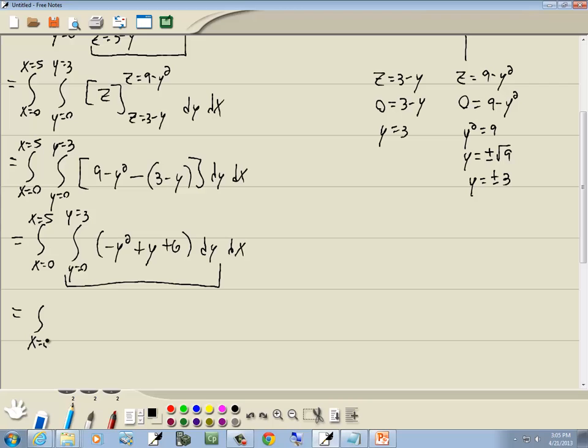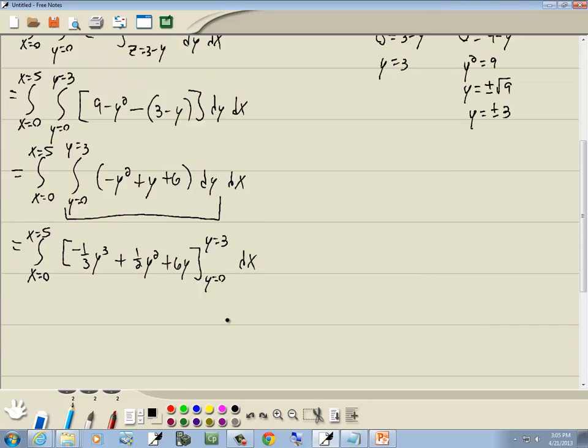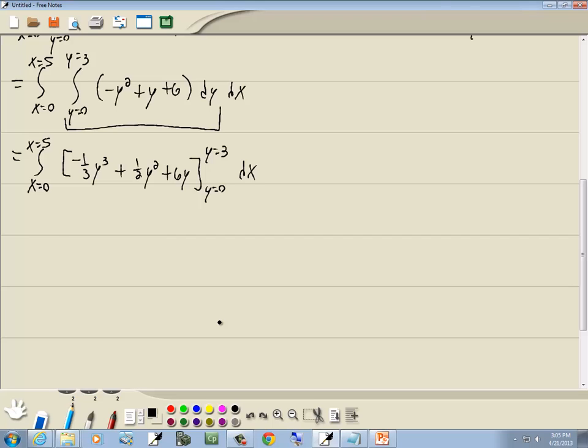So we got x is equal to 0 to x is equal to 5. And integrate with respect to y, so this becomes negative 1/3 y to the third, add 1 to your power, divide by new power, plus 1/2 y squared, add 1 to your power, divide by new power, plus 6y, from y is equal to 0 to y is equal to 3. And then dx. Okay, so now we're ready to plug in those numbers.